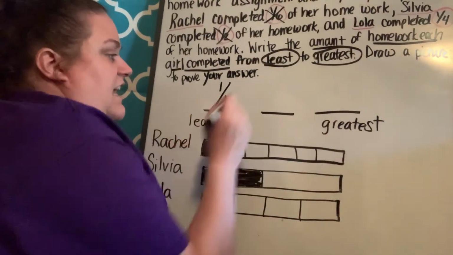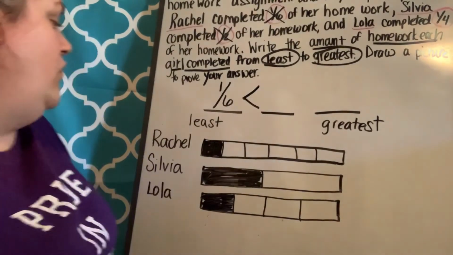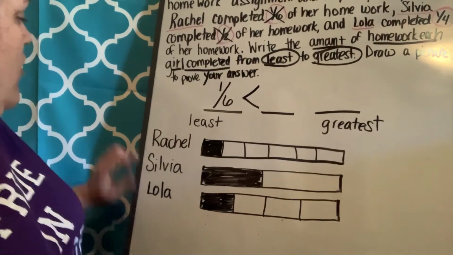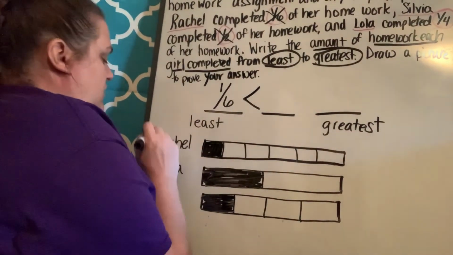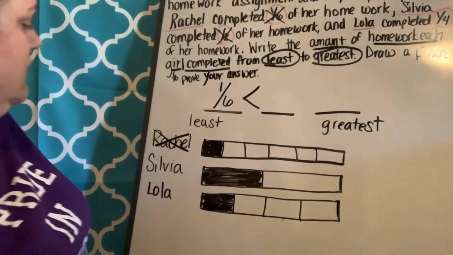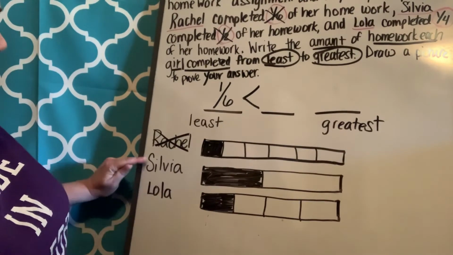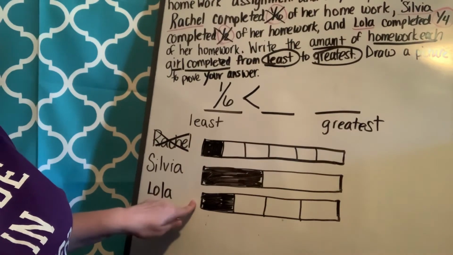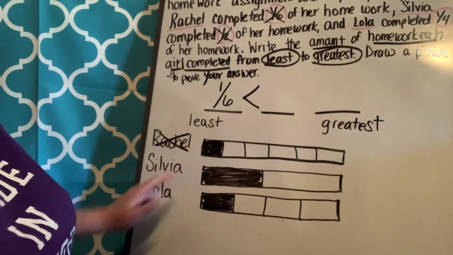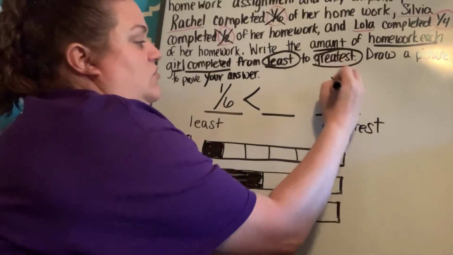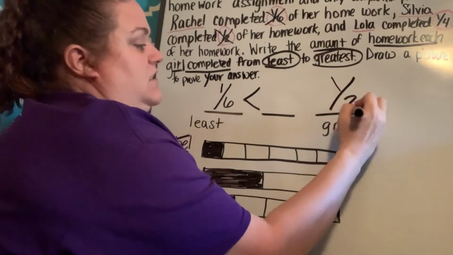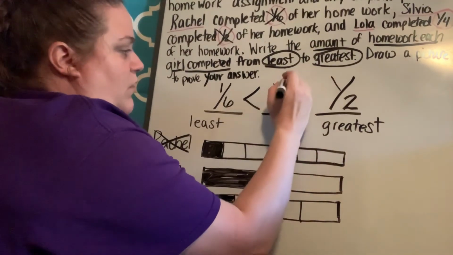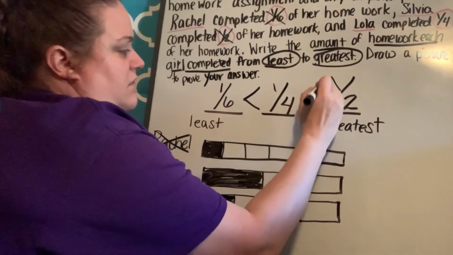She did less than, which one? I'm going to go over here to my greatest one. So who did the most homework? Well, we already did 1/6, which was Rachel. So I'm going to cross Rachel out for right now. That leaves me with Sylvia and Lola. When I compare 1/2 to 1/4, Sylvia did the greatest amount. So Sylvia has the most. She completed the most amount of homework. So that's the greatest. That means that Lola is in the middle with 1/4 of her homework done.